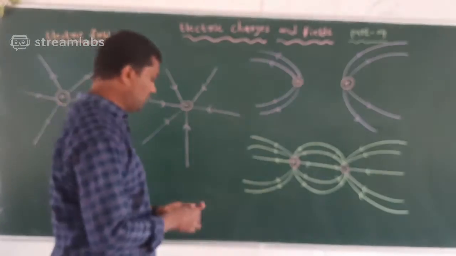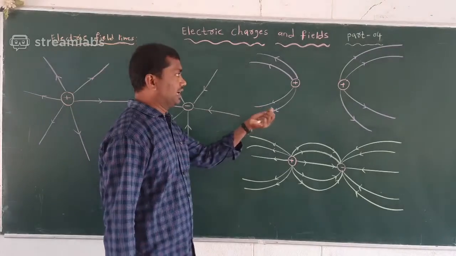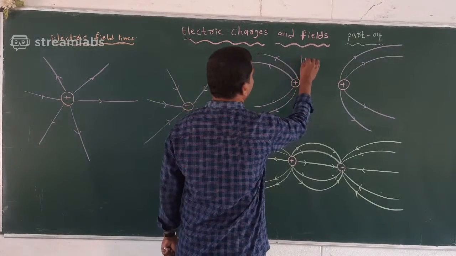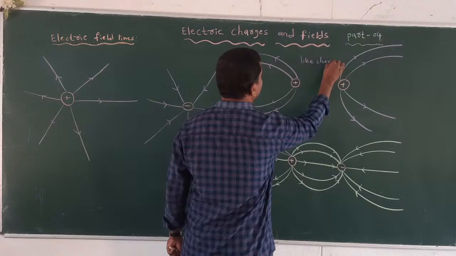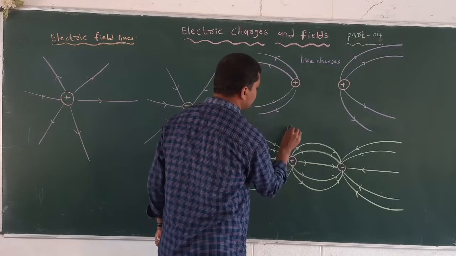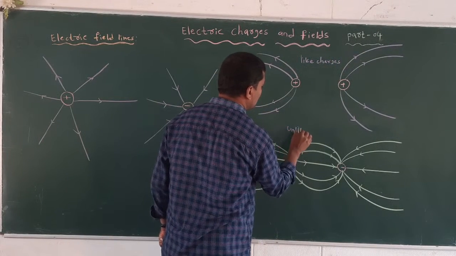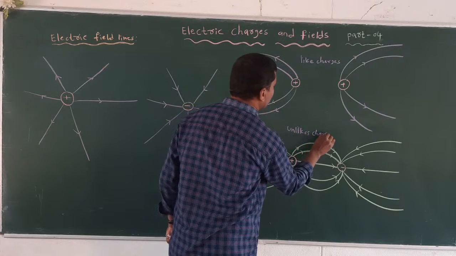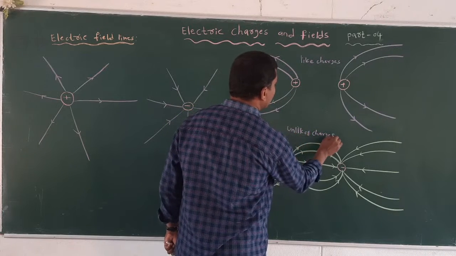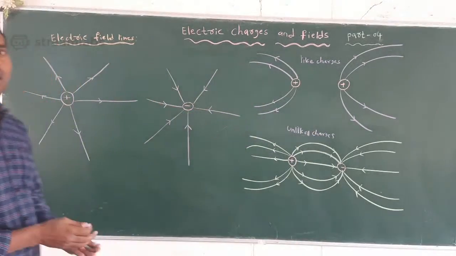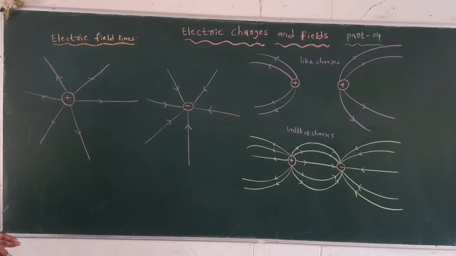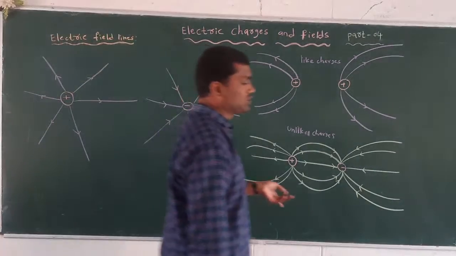So this is for the different charges. In the same manner, you have to take the like charges, and unlike charges. We can observe those lines: the first one is the positive charge, negative charge, and positive and positive, negative. So these are the total four figures that explain the electric field lines, electric force lines.